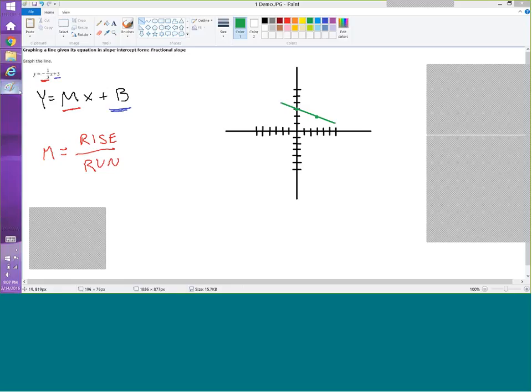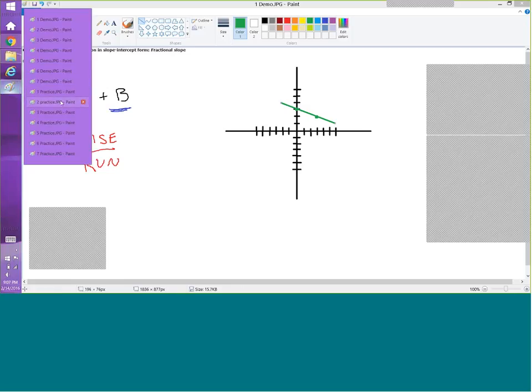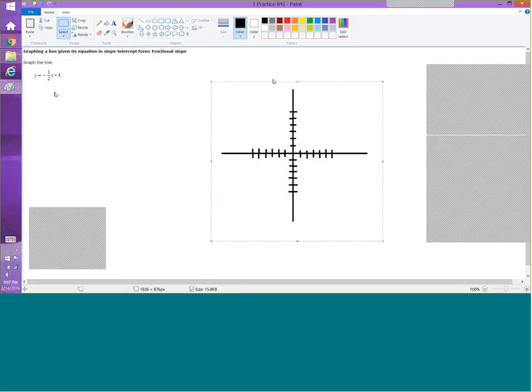Okay, so everybody get something worked out for that one? Let's go ahead and give it a shot. Does anybody need more time? Okay, I'm not getting any no's, so let's go ahead and graph this line here.